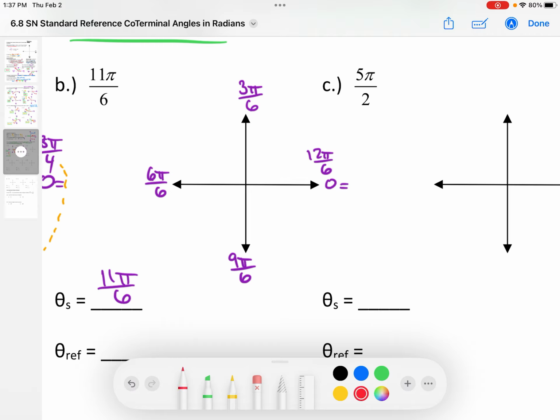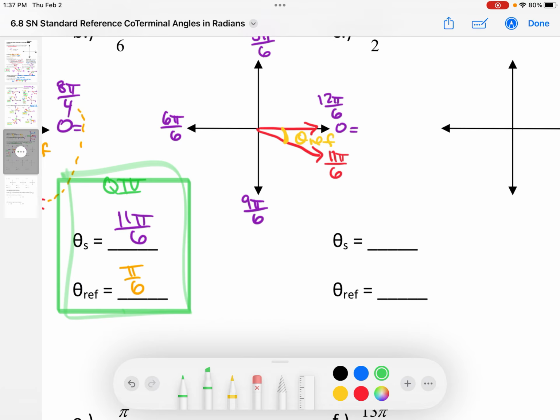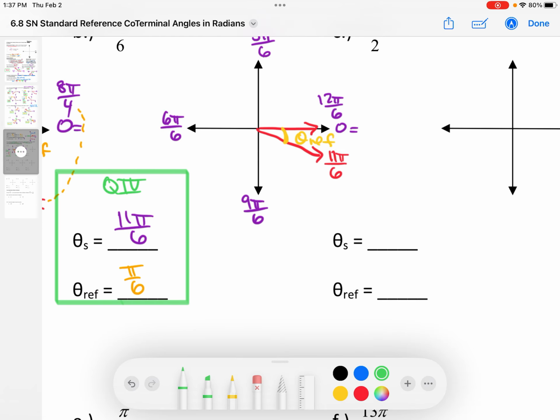11 pi over 6 would be between 9 and 12 pi over 6, closer to the 12. So we'll start at 0, wrap around to 11 pi over 6. And that reference angle is always to the x-axis. That reference angle is pi over 6. And this is in, again, quadrant 4. Remember, again, reference angles, whatever the denominator is, pi over that denominator is going to be your reference angle.